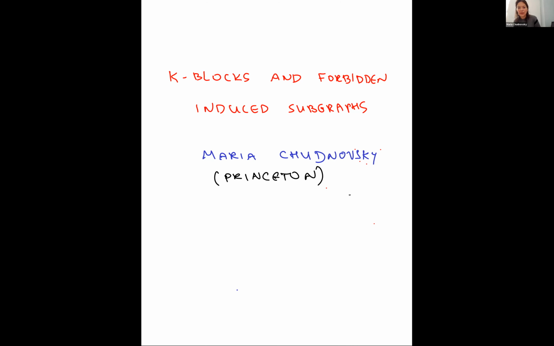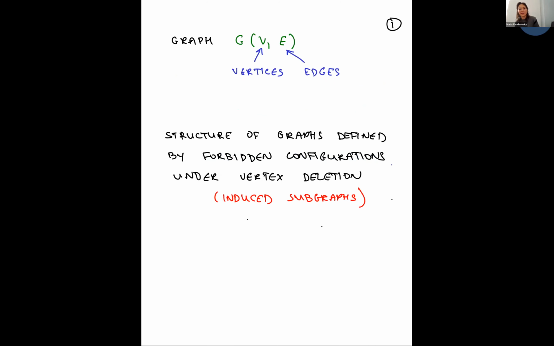The different theorems here are joint work with different people, and I'll say who did what as I get there. So, graph theorists, I work on graphs, and my graphs always have vertex set V and edge set E, and I think a lot about the structure of graphs that you can define by forbidding an induced subgraph, which roughly means you forbid configurations under deleting vertices.